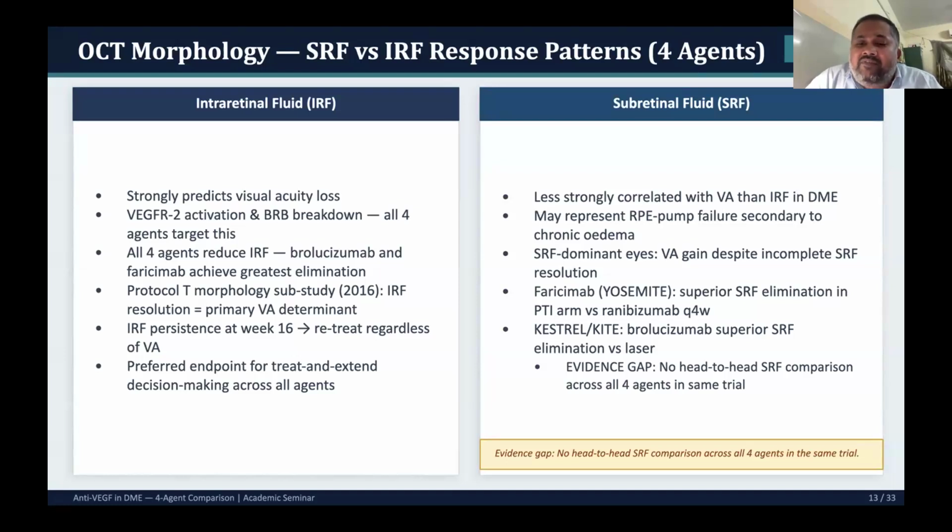So faricimab, based on the YOSEMITE study, was found to be very superior in SRF elimination in the personalized treatment interval arm versus ranibizumab in the Q4 arm. But based on the KESTREL and KITE study, brolucizumab was superior in SRF elimination versus aflibercept. So there's an evidence gap in terms of there being no head-to-head SRF comparison across all four agents. So we have better data for intraretinal fluid.